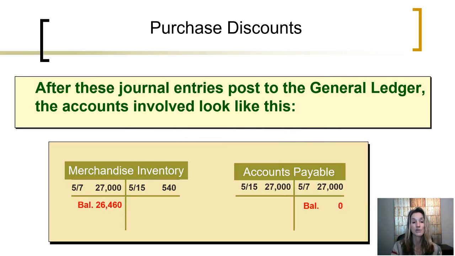After these journal entries are posted, we will see that the asset balance is $26,460, which is the actual cost of the inventory purchase. And the liability is now zero. We no longer owe anything for that purchase.